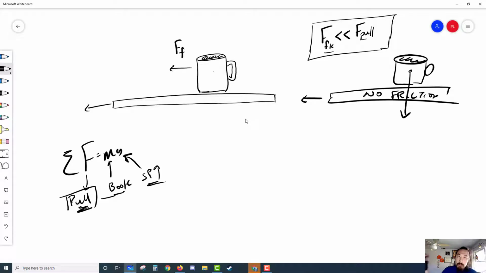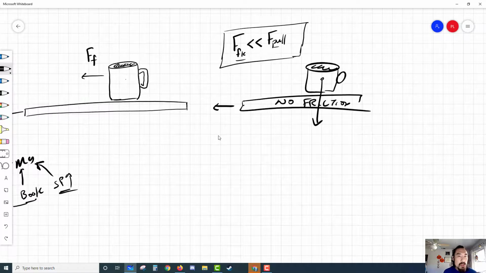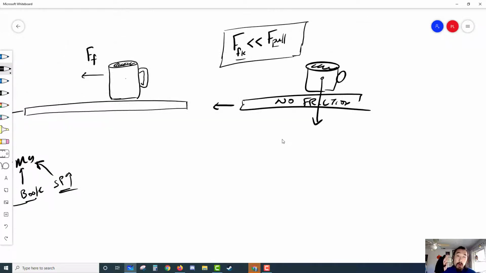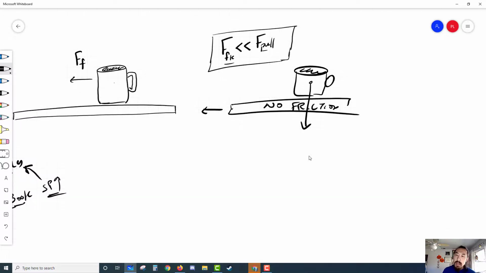Well, not only because the mug is accelerating to the left when I pull on the book, but also if we were to imagine a world where there is no friction. This is what we call frame of reference. It's a very important tool for us as physicists. Frame of reference states that if we were to just hone in on the coffee mug, so our sights are on the coffee mug.